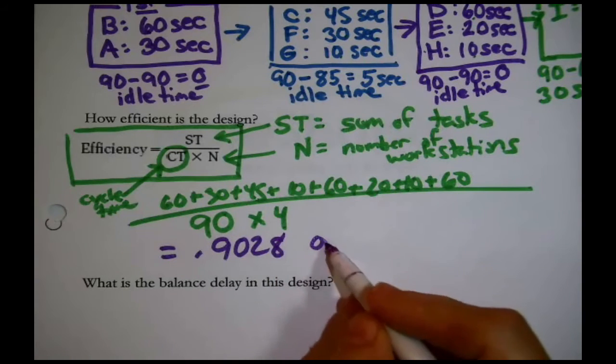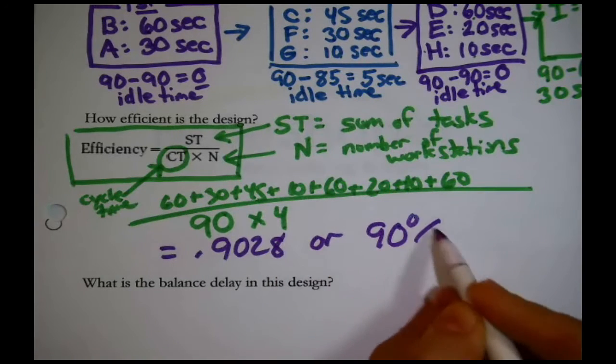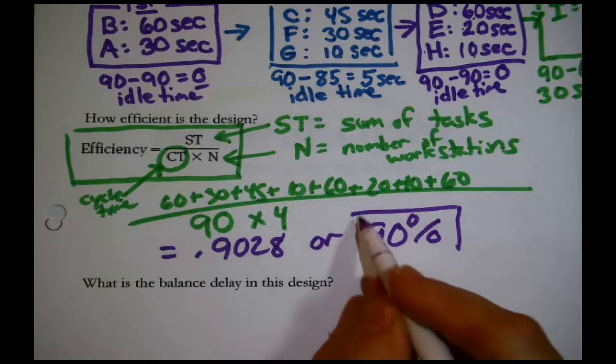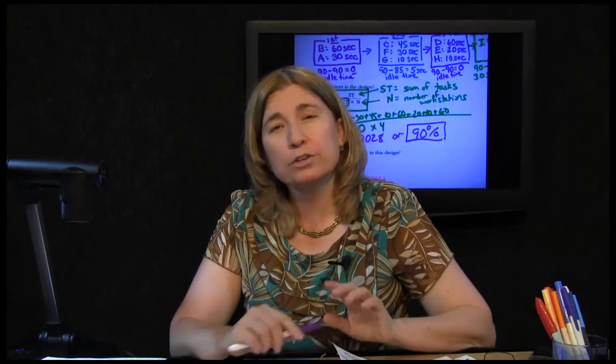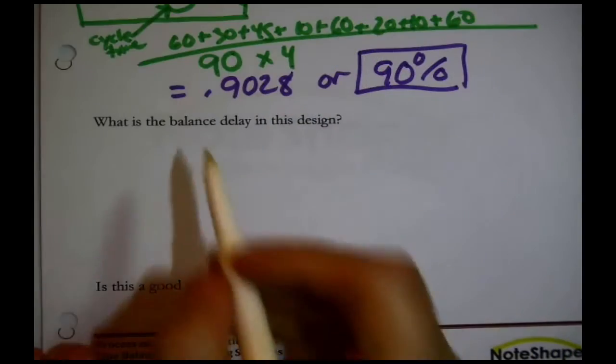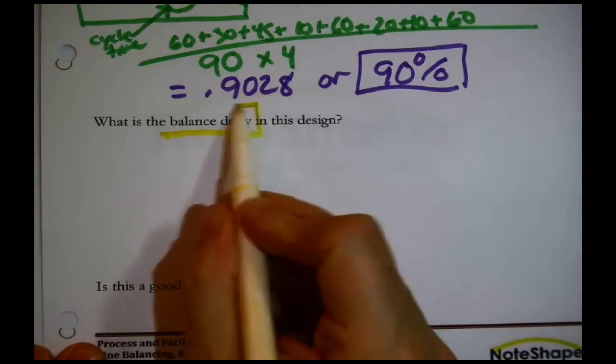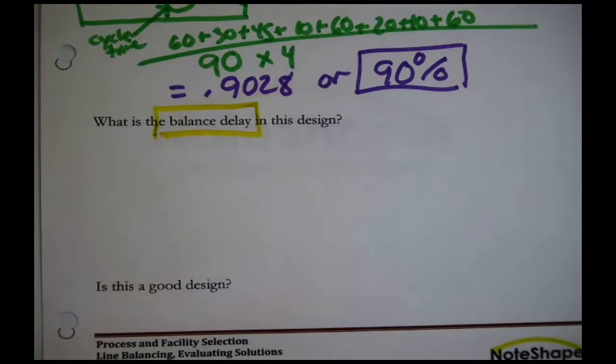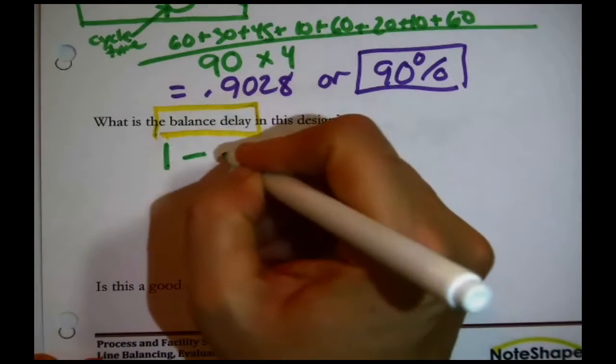What's that supposed to mean? Basically 90%. To answer the question, the design that we produced in this scenario is basically 90% efficient. Okay. Now, do you notice the question that comes after that? What is the balance delay in this design? If you found efficiency, balance delay is really easy to find because it is nothing more than the opposite of efficiency.